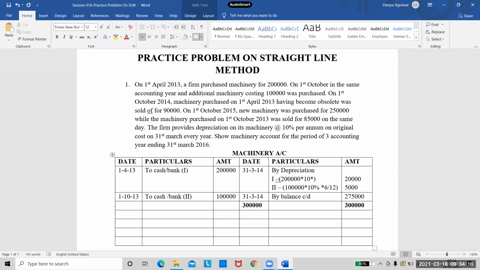So my first year is completed. I will come down, leave a line and then move forward to the next year. Leave one line so that we can differentiate. When does my second year start? 1st April 2014. So first I should bring down my balance. So let me do that. To balance brought down. And my balance is 2 lakh. Okay, I did that mistake again. 2,75,000.